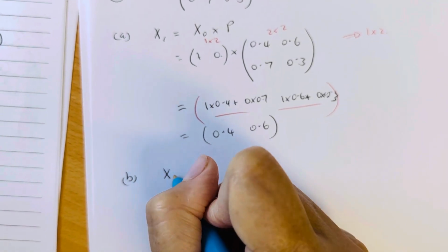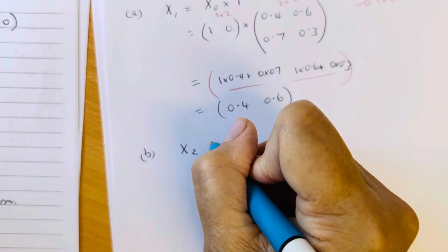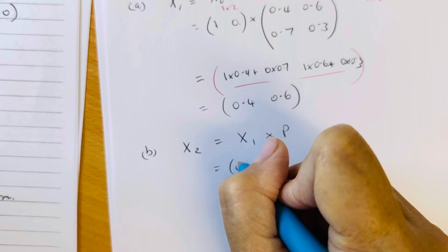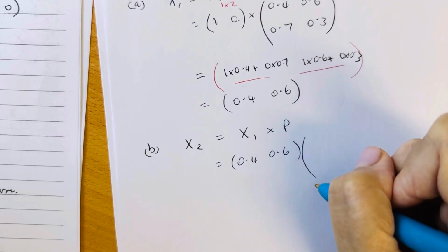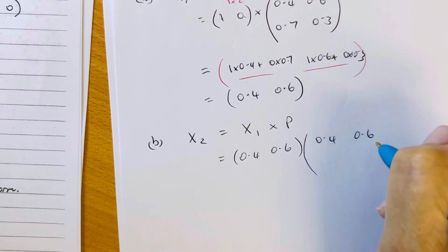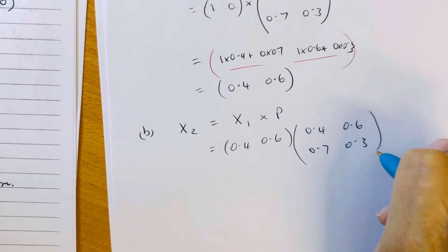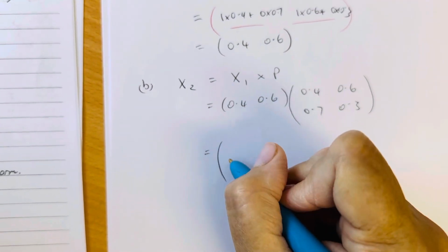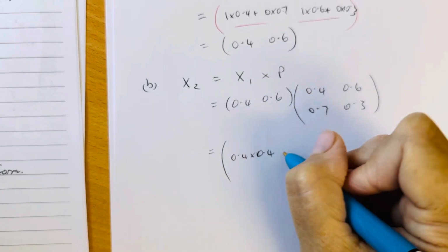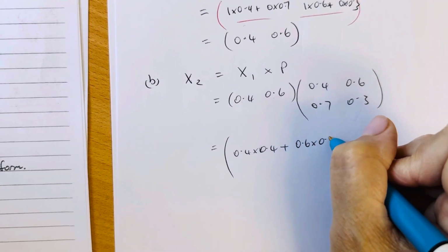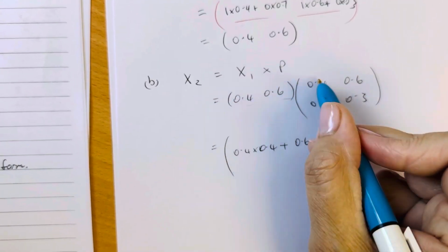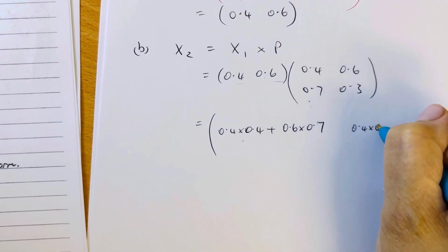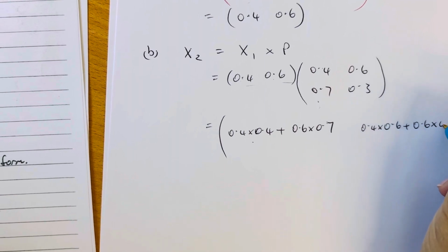Now B, it says to calculate x2, which we can do, if we're doing tech-free still, by going x1 times P. So [0.4, 0.6] times [0.4, 0.6; 0.7, 0.3]. Again, 1 by 2 times 2 by 2 gives the 1 by 2. So we're going to have 0.4 times 0.4 plus 0.6 times 0.7. That's going across and down. Our second one will be 0.4 times 0.6 plus 0.6 times 0.3.